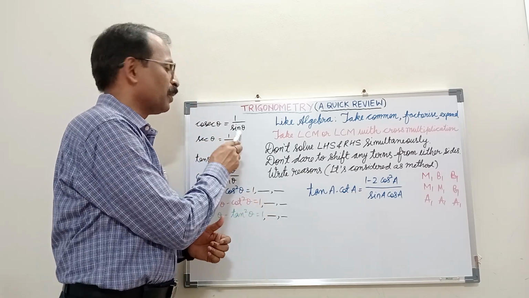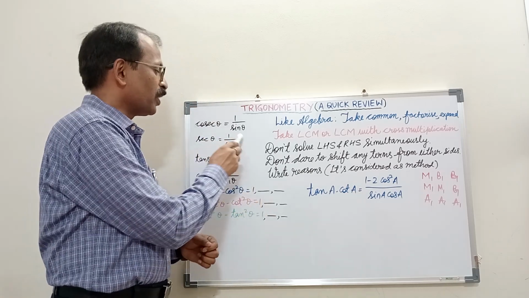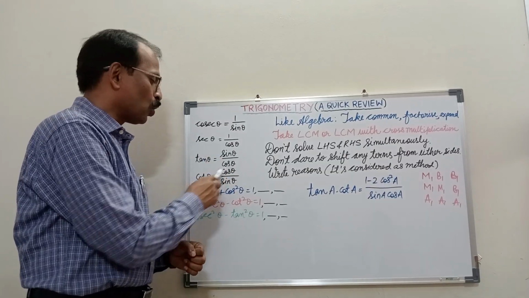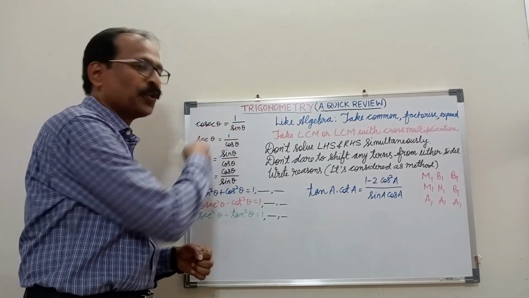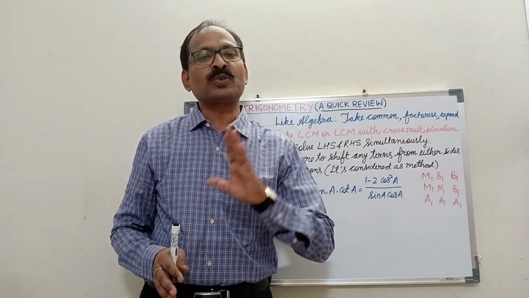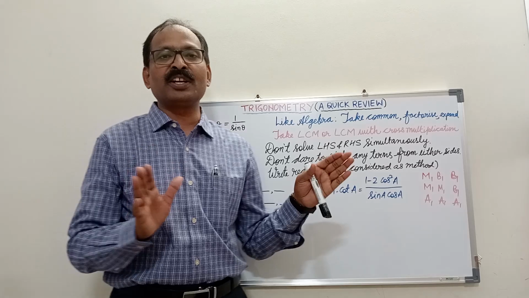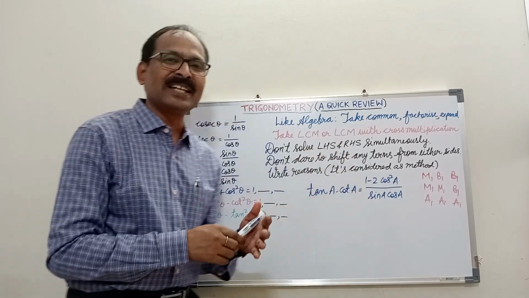Like cosec is 1 upon sine, sec is 1 upon cos, tan is sine upon cos, and cot is cos upon sine. If you remember these 4 things, you can score very well, 1 mark just for changing the ratio. So if you find any ratio other than sine and cos, you can change it.